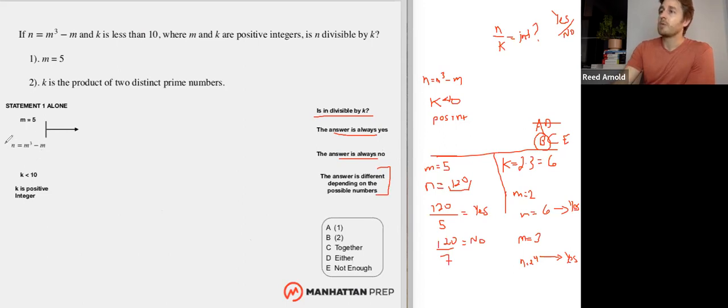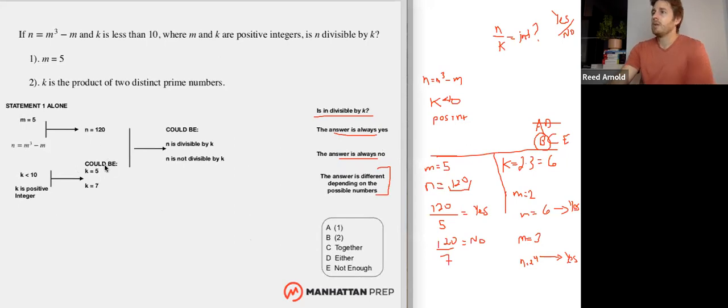So statement 1 alone tells me m is 5. Well, when I combine that with n is m cubed minus m, I get that n is 120. And then let's just test cases. Again, 5 and 7. If k is 5, n is divisible by k. If k is 7, n is not divisible by k. And so I've proven, this is proof, right? I've proven that I can get different answers depending on the different numbers.